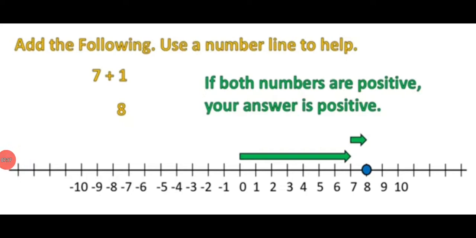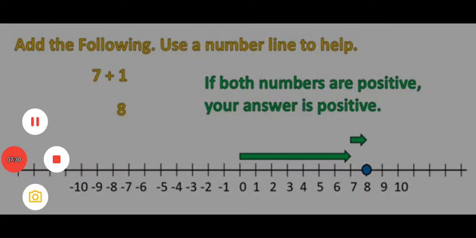But if both the numbers are positive, here 7 and 1 both are positive, your answer is positive. If both the numbers are positive, then the answer will be positive.